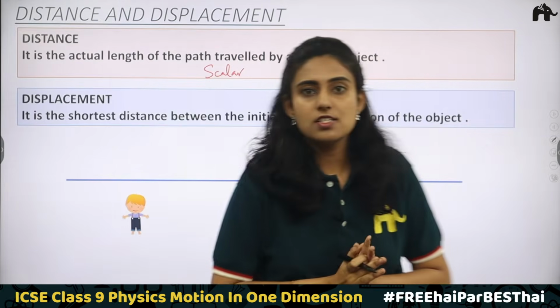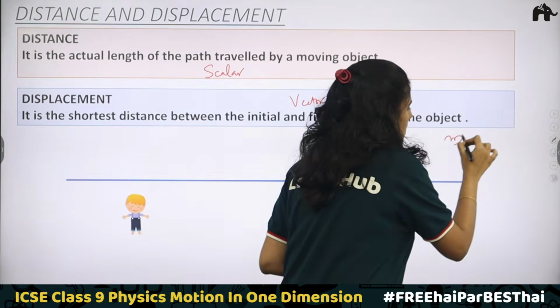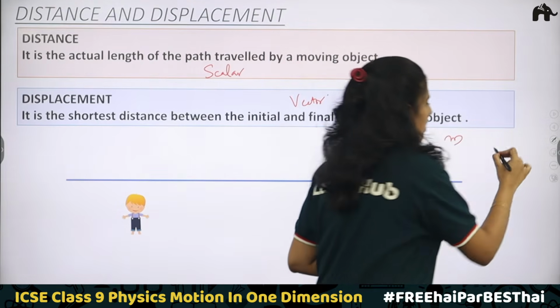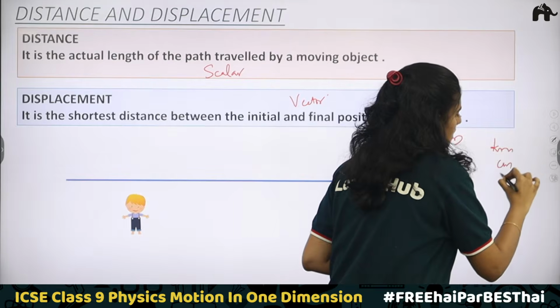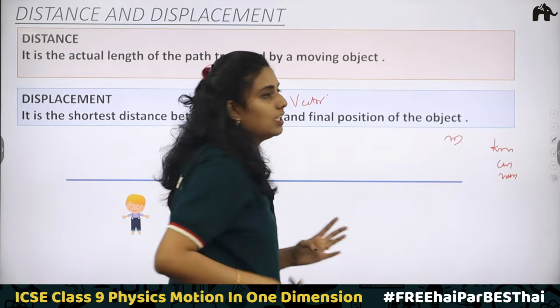Next, what is the unit? Here it is a length. The unit of length is meter. So meter is the SI unit. You have other units like kilometers, centimeters, millimeters, etc. So distance and displacement we usually measure in meters.